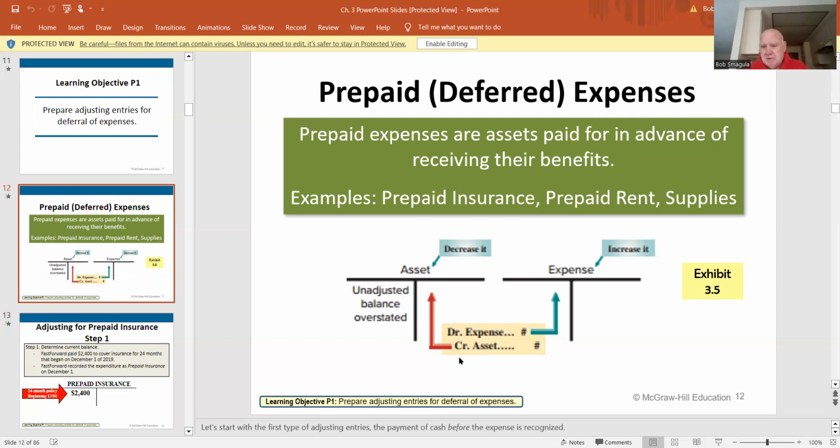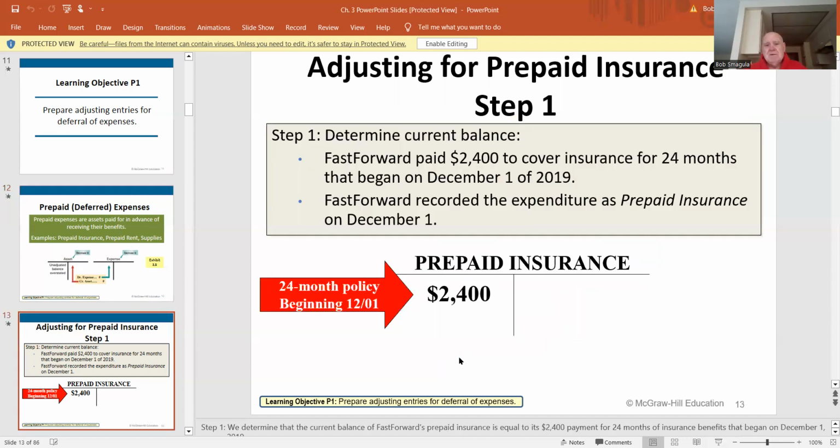Prepaid insurance, prepaid rent, prepaid supplies, okay? Whenever you buy an insurance policy, whenever you purchase supplies, those are always assets. They are assets, okay? So you're going to debit the appropriate prepaid asset. It's a current asset. So what do we do with the prepaid insurance? Step 1, know what's in the current balance.